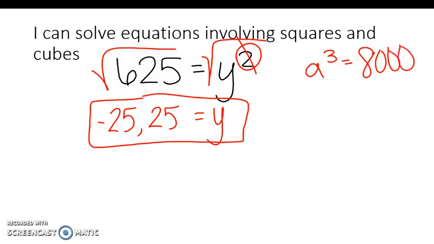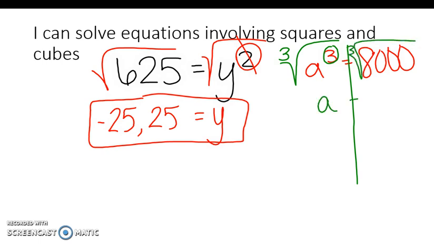All right, a cubed is equal to 8,000. Again, the first thing you want to notice is the exponent. Since it's a cubed problem, first of all, I have to cube root both sides. But it also lets me know that there's only going to be one answer. So the cube root of 8,000 is 20.